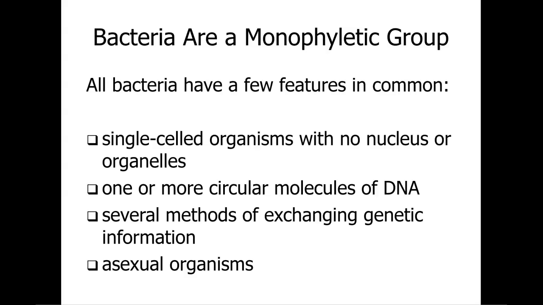Bacteria are going to be a monophyletic group. While the various species are going to differ in many ways, the bacteria share a common ancestor, so all have a few features in common. All bacteria are single-celled organisms with no nucleus or organelles, one or more circular molecules of DNA as their genetic material, and several methods of exchanging genetic information. Because they're asexual, the biological species concept cannot be applied to them. Thus, bacteria are classified on the basis of physical appearance or, preferably, genetic sequence.